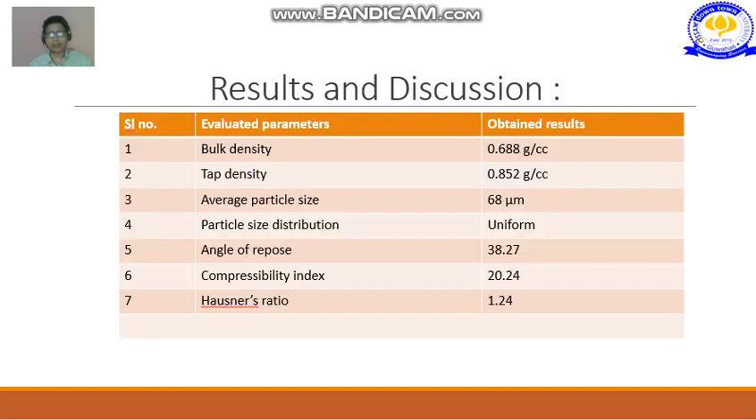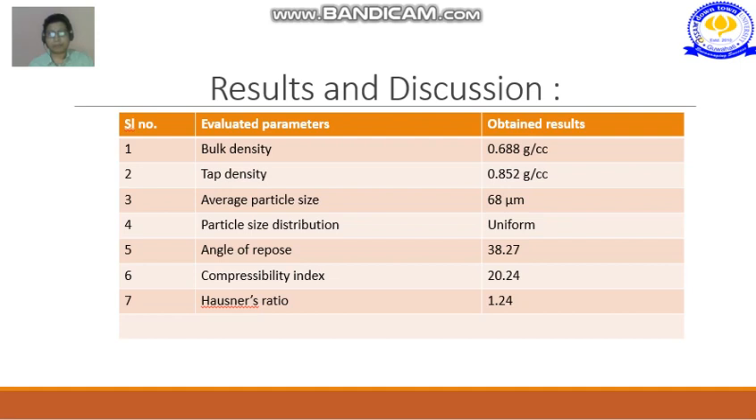In the result discussion session, as you can see, we have given one table where different data has been represented. I have included the data only related to the powders. Similarly, by using that table, we can discuss the data for the granules too. So how can we represent the table? First, bulk density, tapped density, average particle size distribution, angle of repose, Carr's index and Hausner ratio.